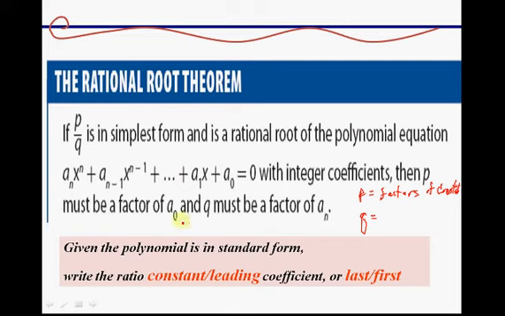So it says, given the polynomial in standard form, when we write a ratio of the factors of the constant term over the factors of the leading coefficient, those will be possible roots. So another way to think about it is last over first.